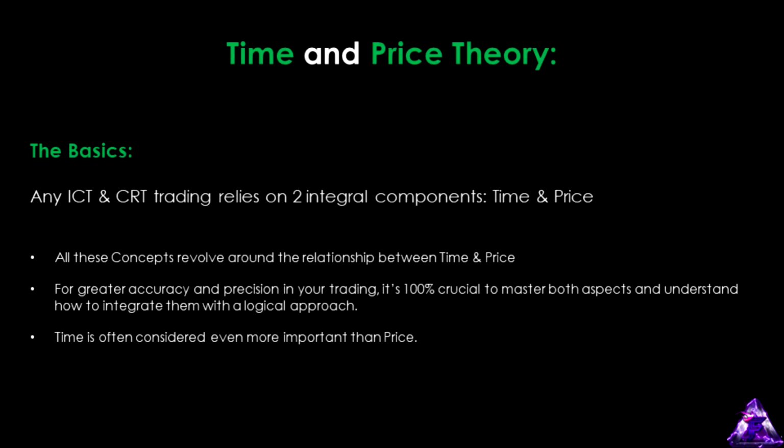First of all, let's introduce what time is and what it actually means. We all know that ICT or CRT relies on two major components: time and price. These are the key elements that make up the charts. Regarding price, we understand that the price operates by moving liquidity. First, the market accumulates or generates liquidity, then it manipulates or targets that liquidity, and finally, it distributes that liquidity through expansions. This is how price moves on the charts.